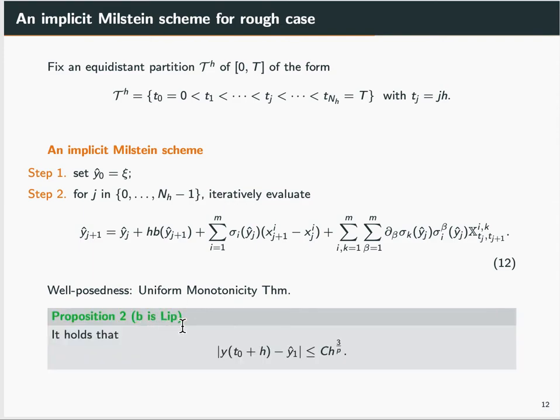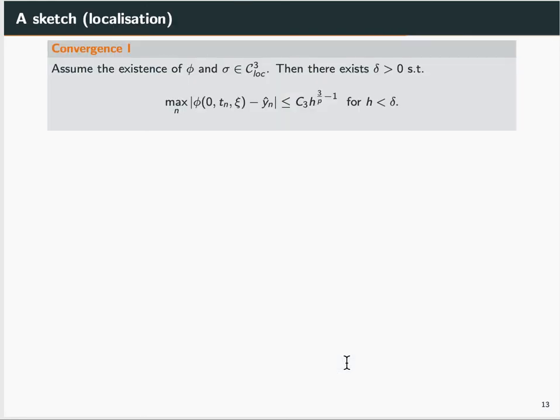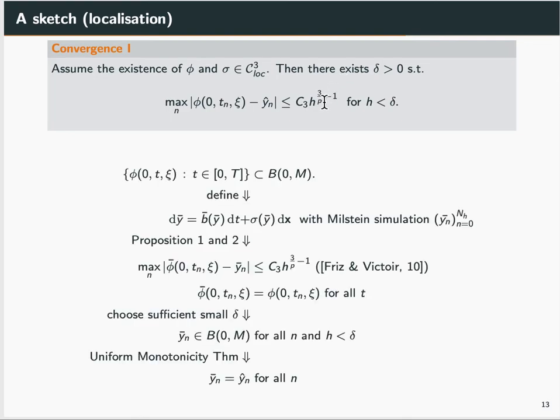When our drift is Lipschitz, we can characterize the local error of the implicit Milstein method with order 3 over p. Then, based on a localization argument, we can show the convergence for the implicit method is 3 over p minus 1 if the drift is one-sided Lipschitz. The idea is as follows. I will give you a sketch.